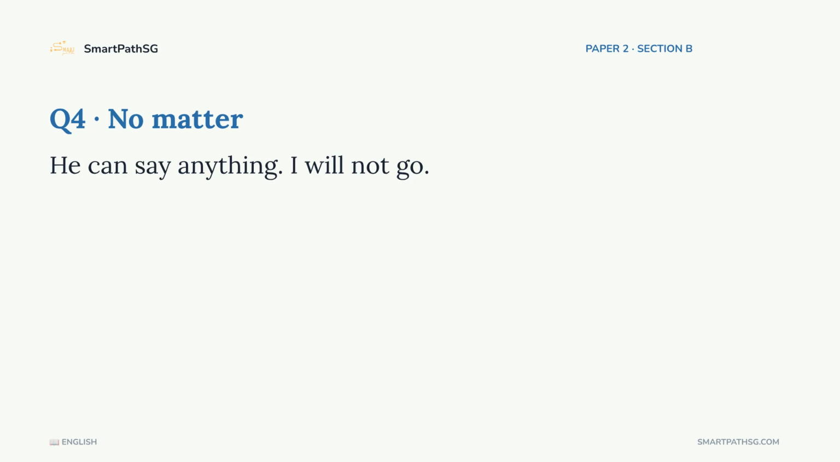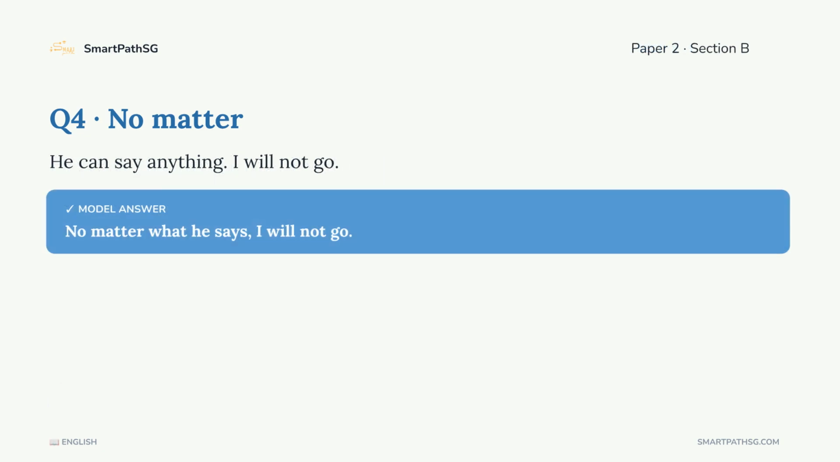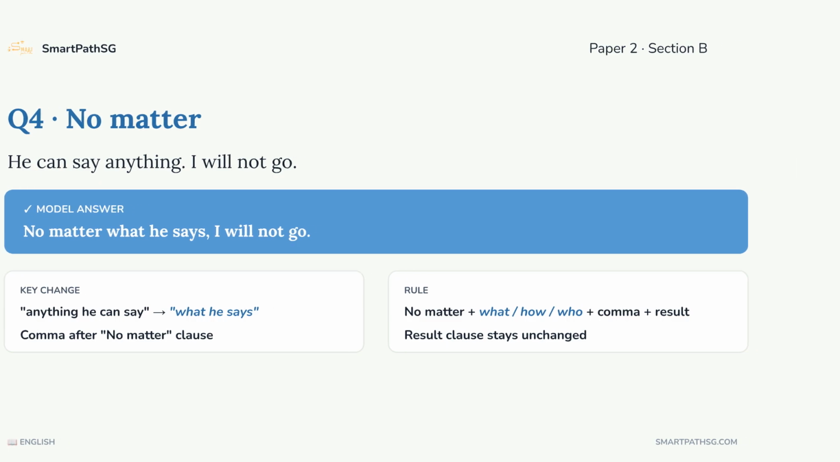Question 4. He can say anything. I will not go. Rewrite and begin with no matter. What question word do you need to link the first part of the sentence? The answer is, no matter what he says, I will not go. We change anything he can say to what he says. Note the comma after the entire no matter clause. Remember the structure. No matter plus what or how or who, followed by a comma, then the result clause.